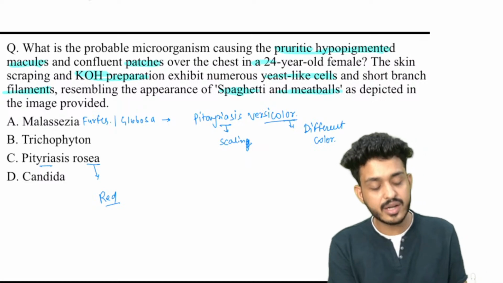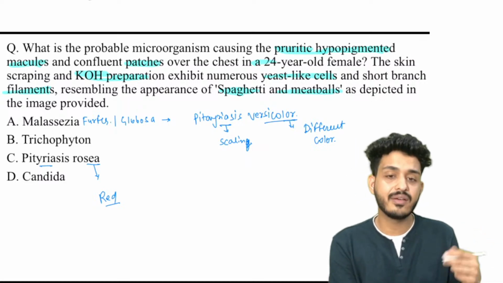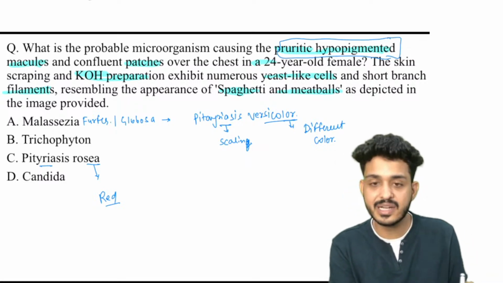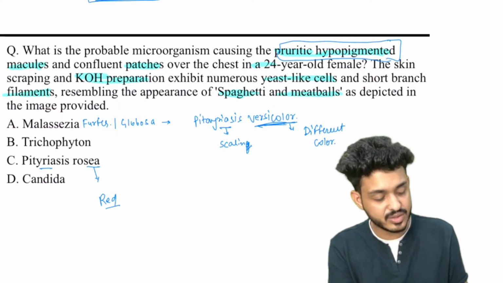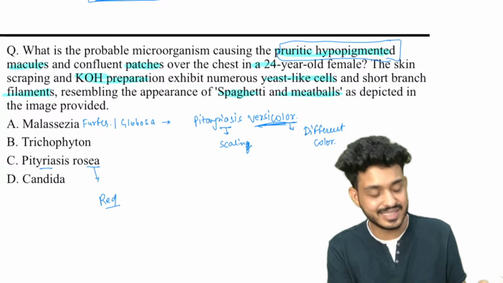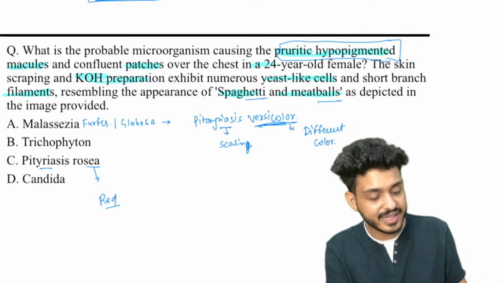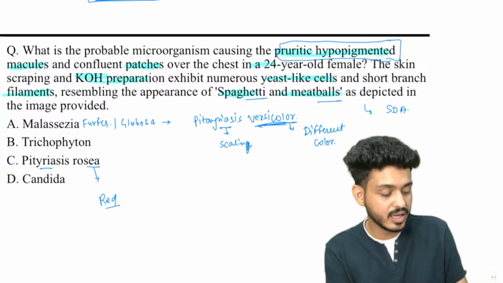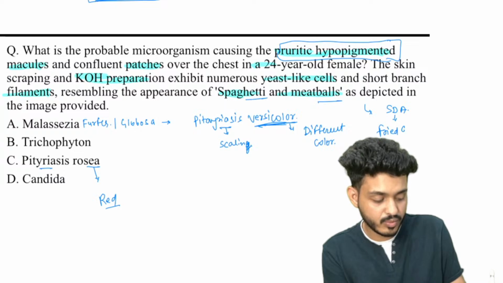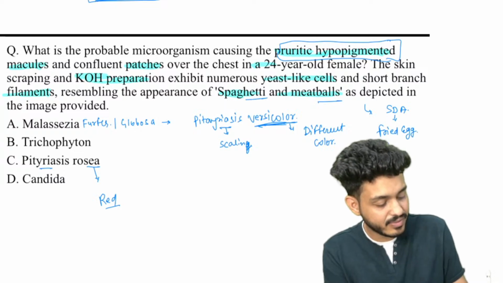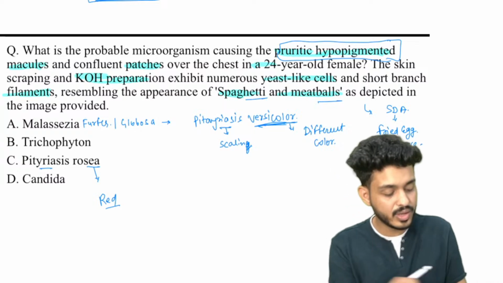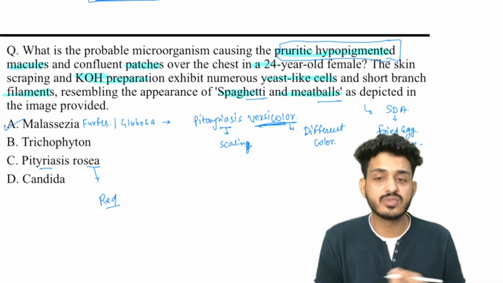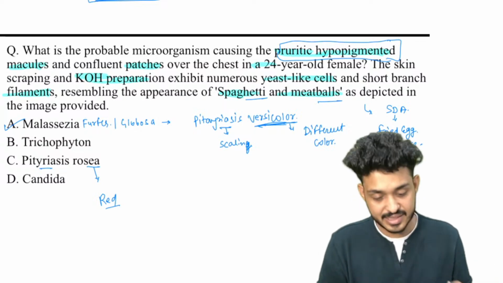Okay, so versicolor you will be finding on the trunk. You will be having hypo and hyper pigmented patches. What will you be finding? You will be finding spaghetti and meatball appearance. Apart from that, when you put it on SDA, Sabouraud dextrose agar, you will be having fried egg colonies, fried egg appearance. So that is the most common organism causing pityriasis versicolor, that is your Malassezia furfur and Malassezia globosa.